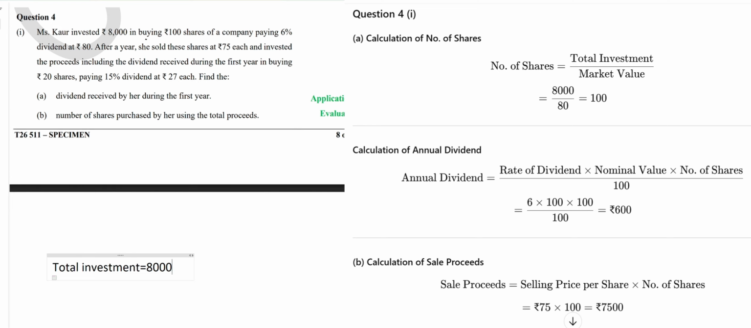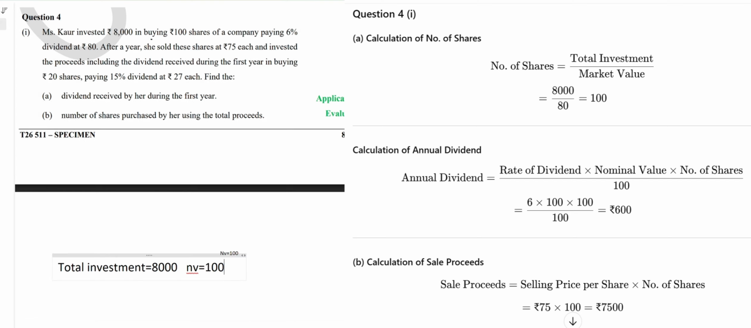Buying rupees 100 shares means NB equal to 100. Paying 6% dividend means dividend equal to 6%. At rupees 80, MB equal to 80. So total investment 8,000, NB 100, dividend 6% and MB equal to 80.